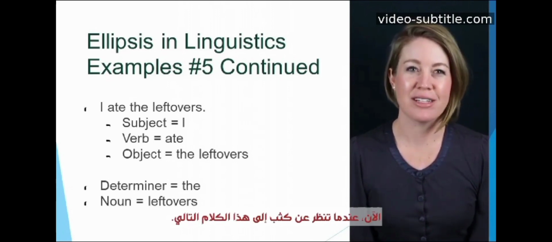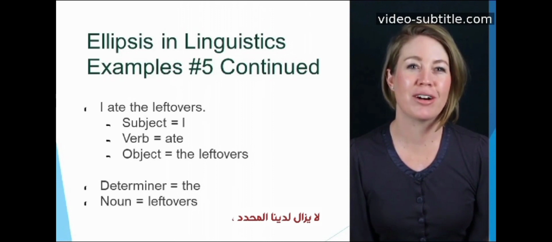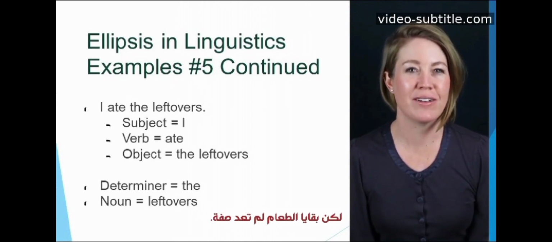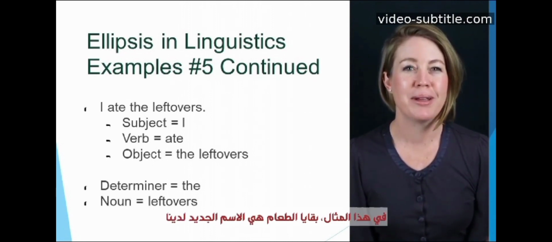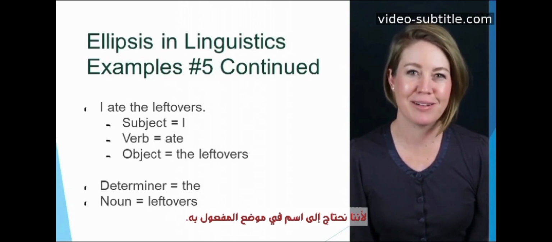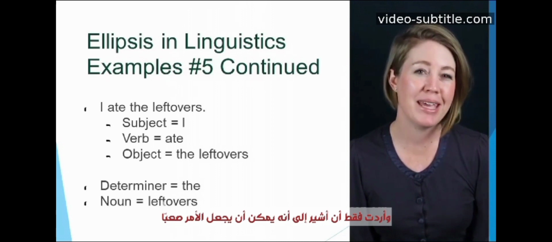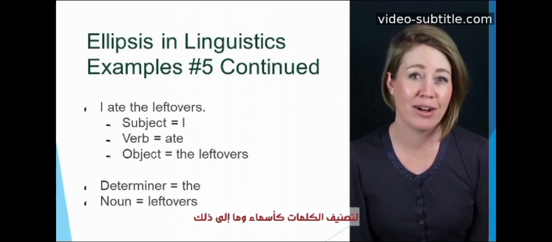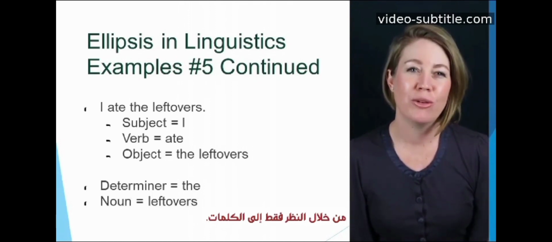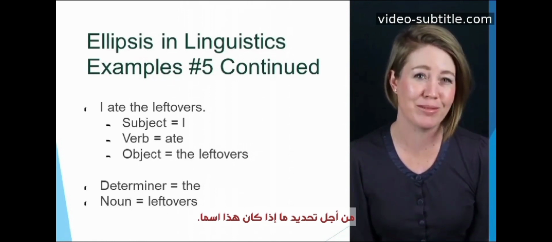Now, when you look closely at this next utterance, you'll notice that our object changed. We still have the determiner the, but leftover is no longer an adjective. In this example, leftovers is our new noun because we need a noun in the object position. And we do this in English a lot, and I just wanted to point out that it can make it difficult to categorize words as nouns and so on by just looking at the words.